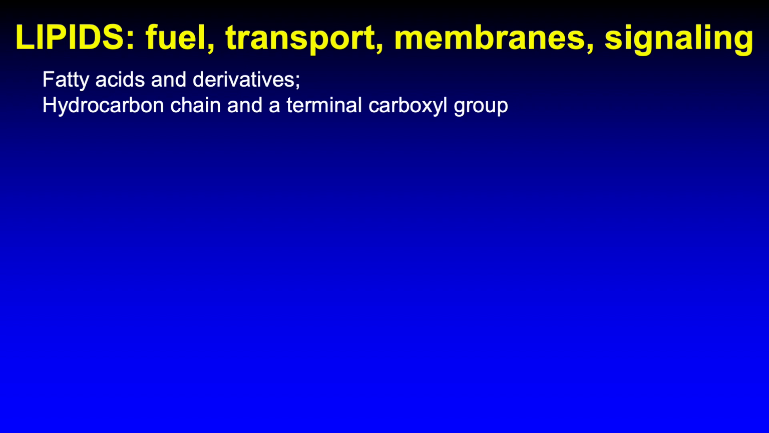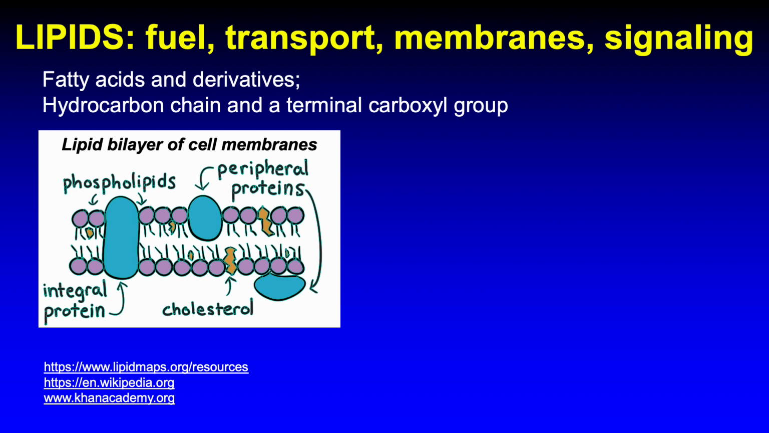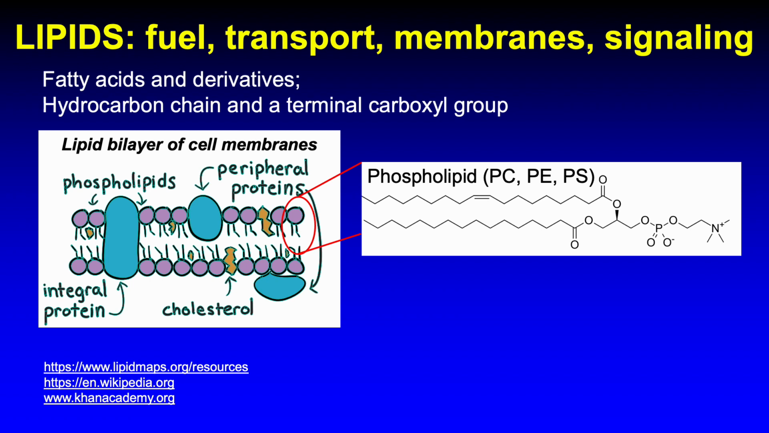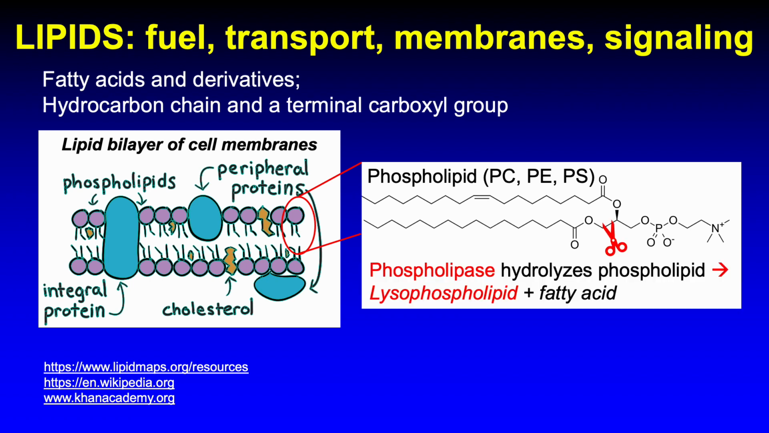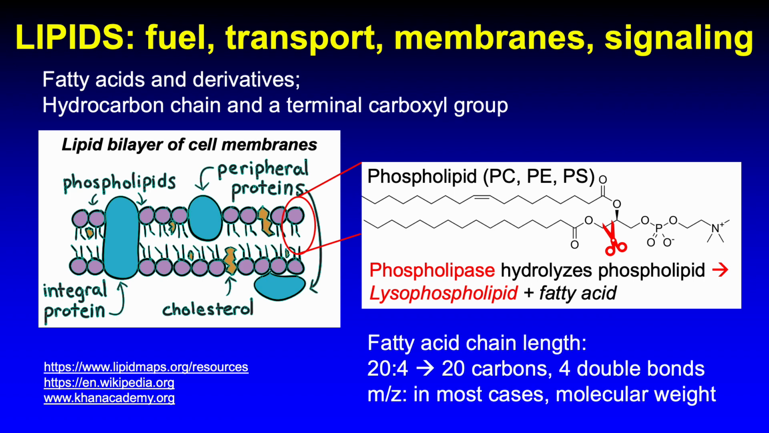Now, lipids are essential for fuel transport and membrane signaling, and they're defined as fatty acids and derivatives, that is, a hydrocarbon chain and a terminal carboxyl group, often complexed with head groups. The phospholipids are the main component of lipid bilayer membranes, and hydrolysis here results in a lysolipid and a fatty acid. In the next slides, the formula that I will show indicates the number of carbons and the number of double bonds. M over Z means mass over charge or molecular weight.